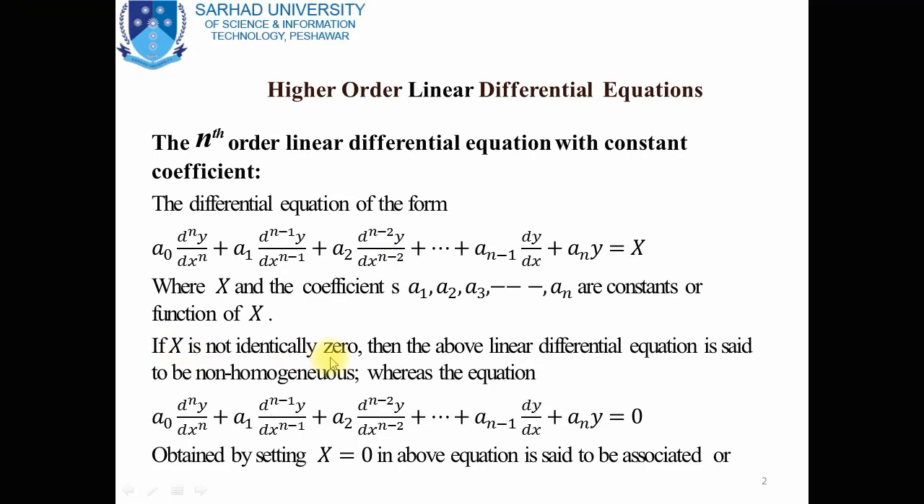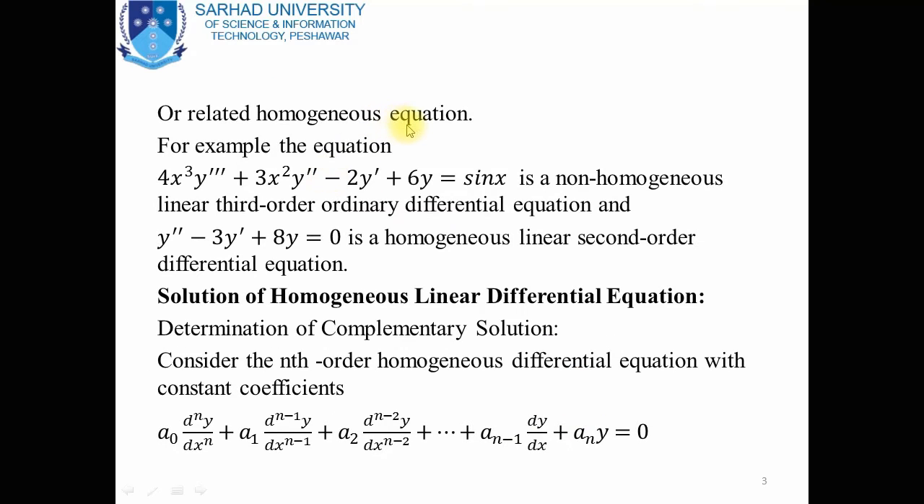If X is not identically 0, then this linear differential equation is said to be non-homogeneous, whereas the equation a0 d^n y divided by dx^n plus a1 d^(n-1) y divided by dx^(n-1) plus a2 d^(n-2) y divided by dx^(n-2) plus and so on plus a(n-1) dy by dx plus an y is equal to 0, obtained by setting X equal to 0 in this higher order linear differential equation, is said to be the associated or related homogeneous equation.